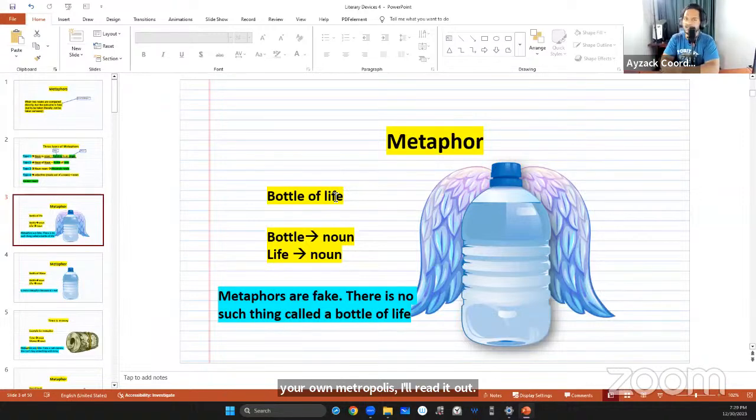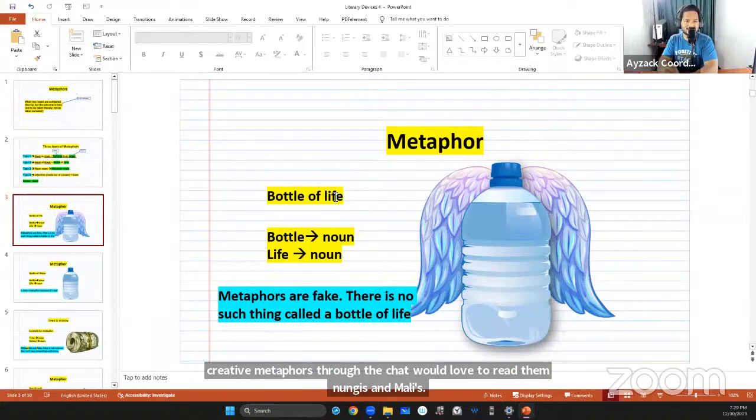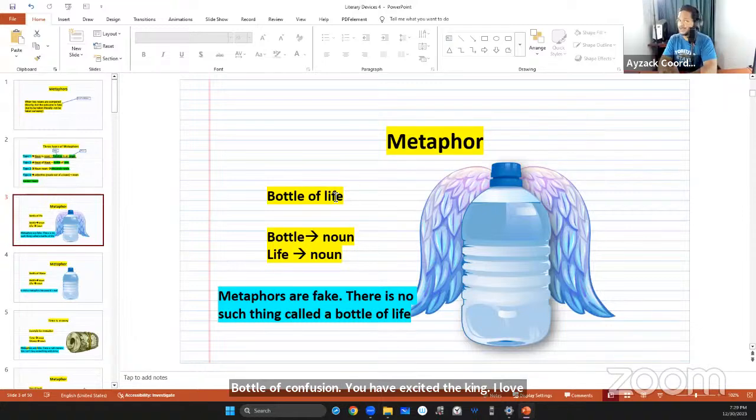Javed sir is a cool teacher. I would love to read your metaphors. Send me corrupted, creative metaphors through the chat. Would love to read them. Bottle of confusion. Javed sir is the king. I love it. That's a metaphor indeed. Thanks a lot, Rahma. It's always an honor to be called your teacher.